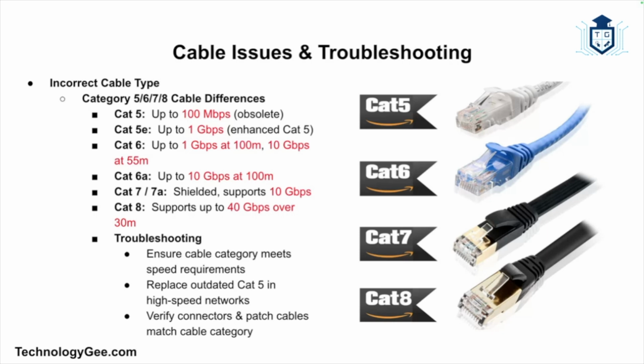Now, when it comes to troubleshooting, you want to ensure the cable category matches network speed requirements. You want to replace outdated Cat5 cables in high-speed networks. You want to verify connectors and patch panels are rated for the same category.